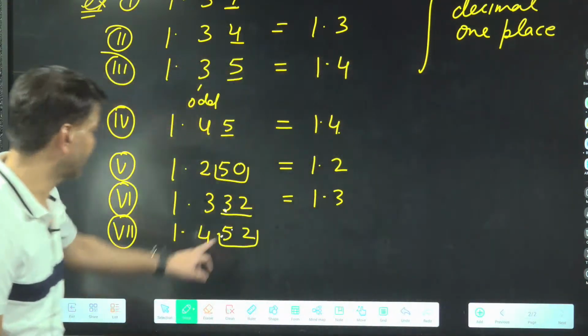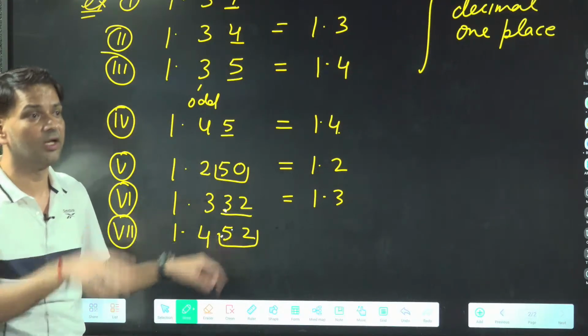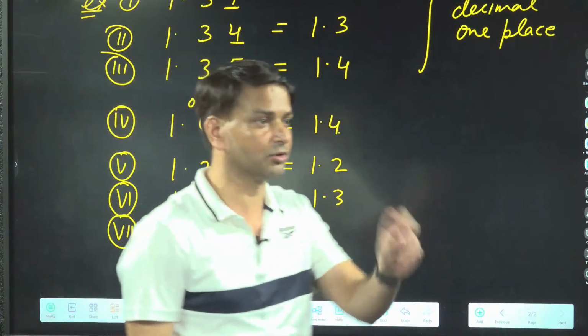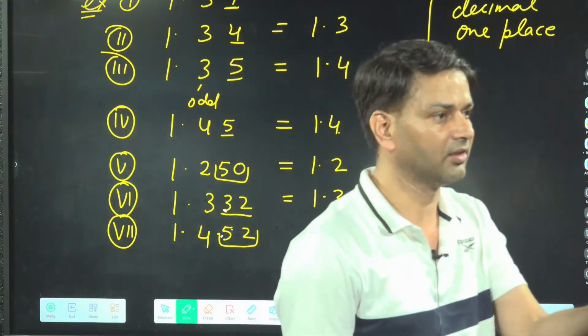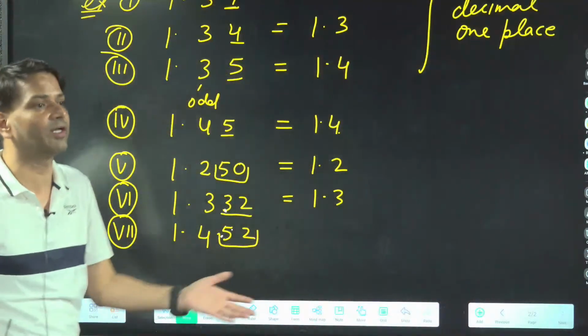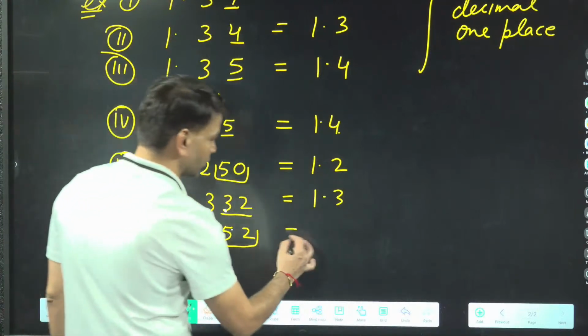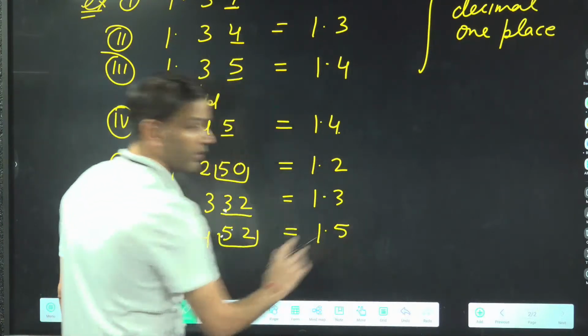Because here after the 5 a non-zero digit is there, its place value is more than 5. So there are no two rules, only one rule is there. More than 5, the preceding digit will increase by 1. No even condition is there. So since it is more than 5, the preceding digit will increase by 1. So what will you get? 1.5.